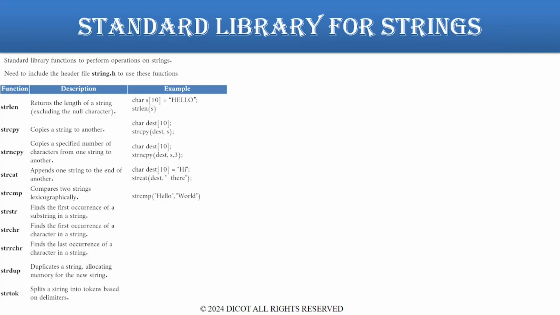strstr finds the occurrence of a substring in a given string. strstr in this case will check the presence of world in hello world. strchr finds the occurrence of a character in a given string. It will check the presence of e in the string hello and return the position of the first occurrence if it is present. strrchr finds the last occurrence of a character in a string. It will check the presence of l in hello and return the position of the last occurrence of l if it is present.